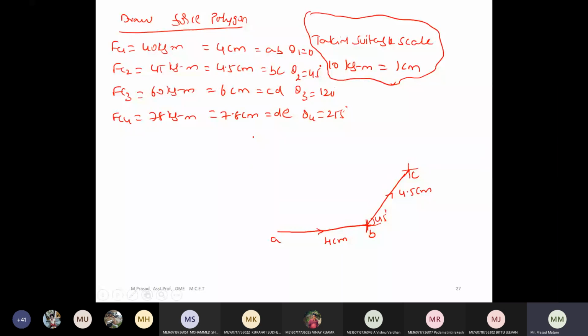Third force, 6 centimeters. At what angle? 120 degrees. Now tell me where 120 degrees will come from here. Okay, in the second quadrant we are getting it. The first quadrant is 90 degrees. In second quadrant we are getting 120. So from here you draw a line.